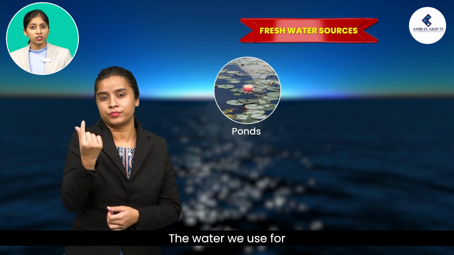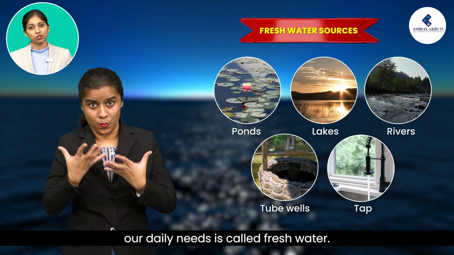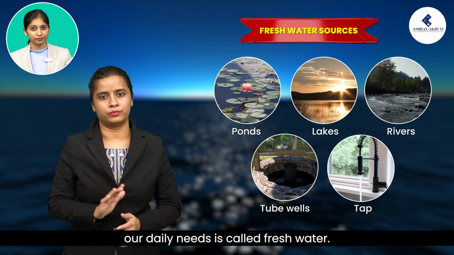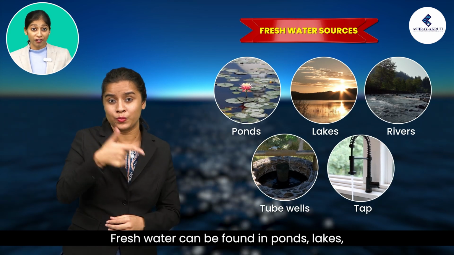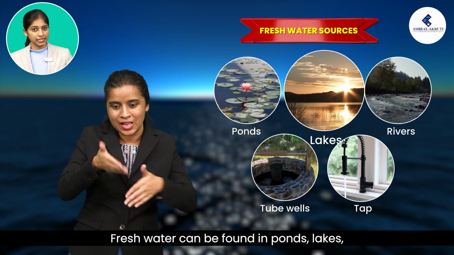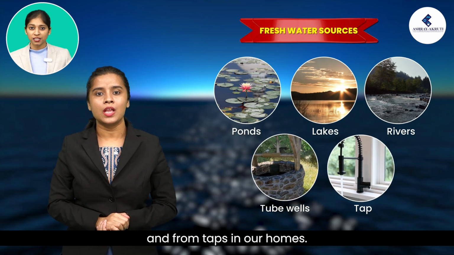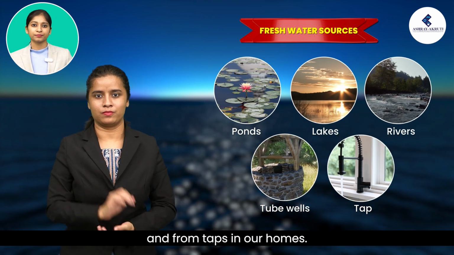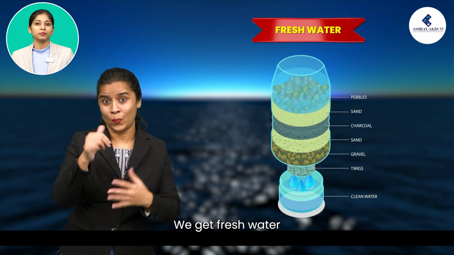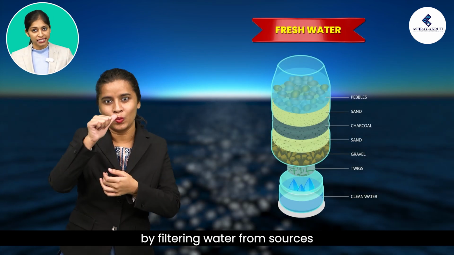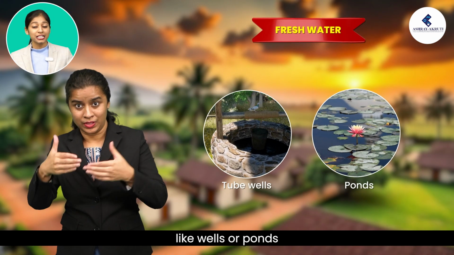The water we use for our daily needs is called fresh water. Fresh water can be found in ponds, lakes, rivers, tube wells, and from taps in our homes. We get fresh water by filtering water from sources like wells or ponds near villages.